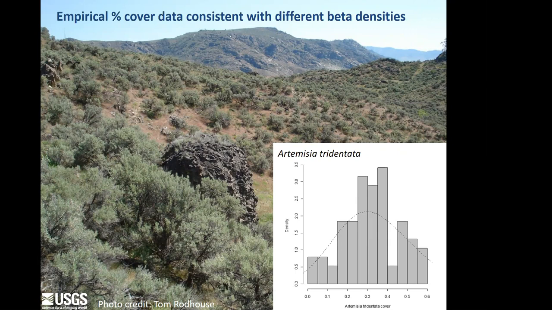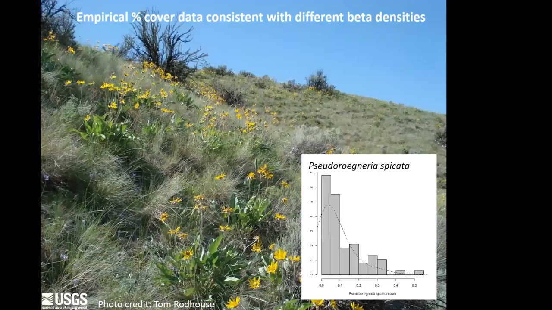So here's a picture of Artemisia tridentata, big sagebrush, and you see this one actually has a pretty nice unimodal distribution going on here. So this one's maybe not as big a deal as something like this. This is Pseudoroegneria spicata, where we do see that skewness coming in, right? We have a lot of plots with very low cover and then some up towards 0.5. So that gives you the skewness in your density.